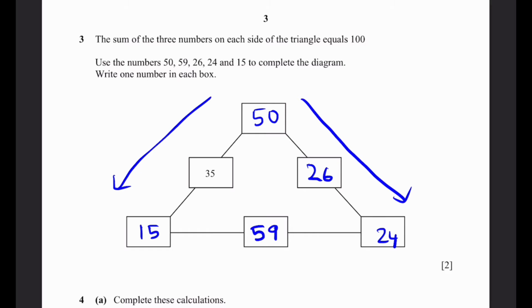So now 15 plus 59 plus 24 will be equal to 98, but we need to have it as 100. Therefore, we need to take this out and switch their positions. Now if we add the three numbers in this row, we will get 100. So we have solved the triangle.